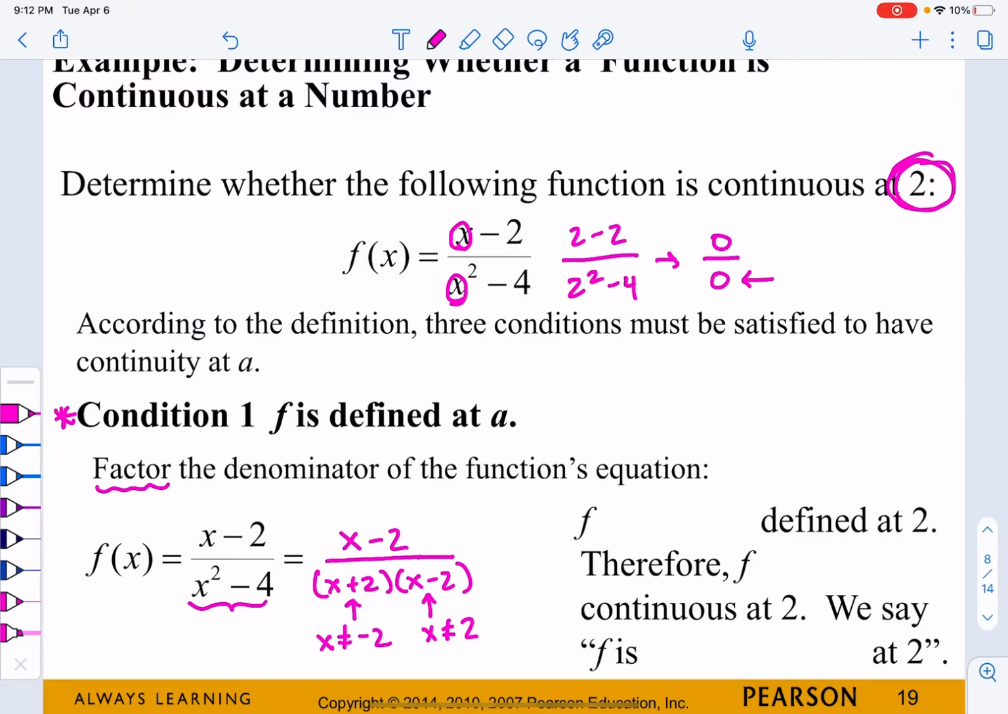Well, if we're checking for continuity at 2, we just said that x cannot be equal to 2. That means that f is not defined at 2. Therefore, f, the function, is not continuous at 2. And so we could also call this a discontinuous function. So f is discontinuous at 2.